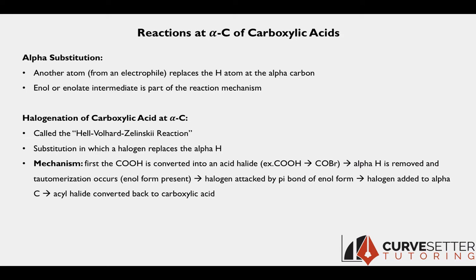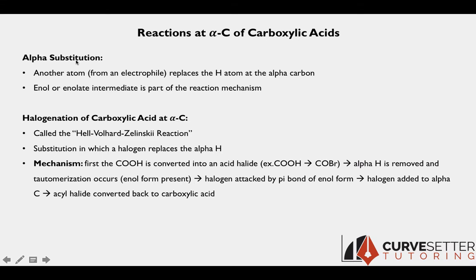Finally, we'll talk about reactions that occur at the alpha carbon of carboxylic acids. So if you recall, the alpha carbon is the carbon next door to the carbon of the carboxyl group. And alpha substitution occurs when another atom that comes in from an electrophile replaces the hydrogen atom at the alpha carbon. Just one thing to note, that there is an enol or enolate intermediate as a part of the reaction mechanism.